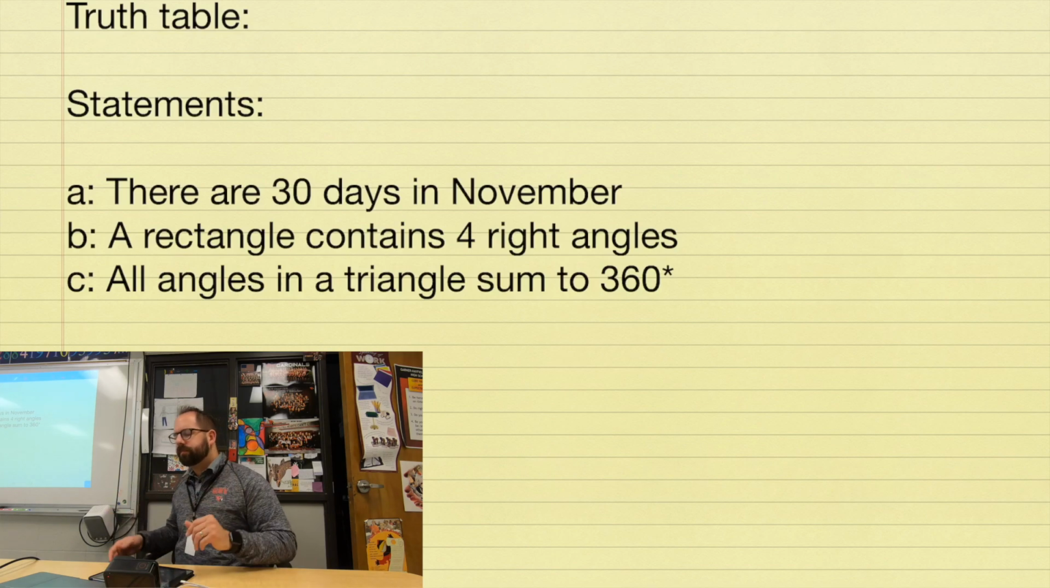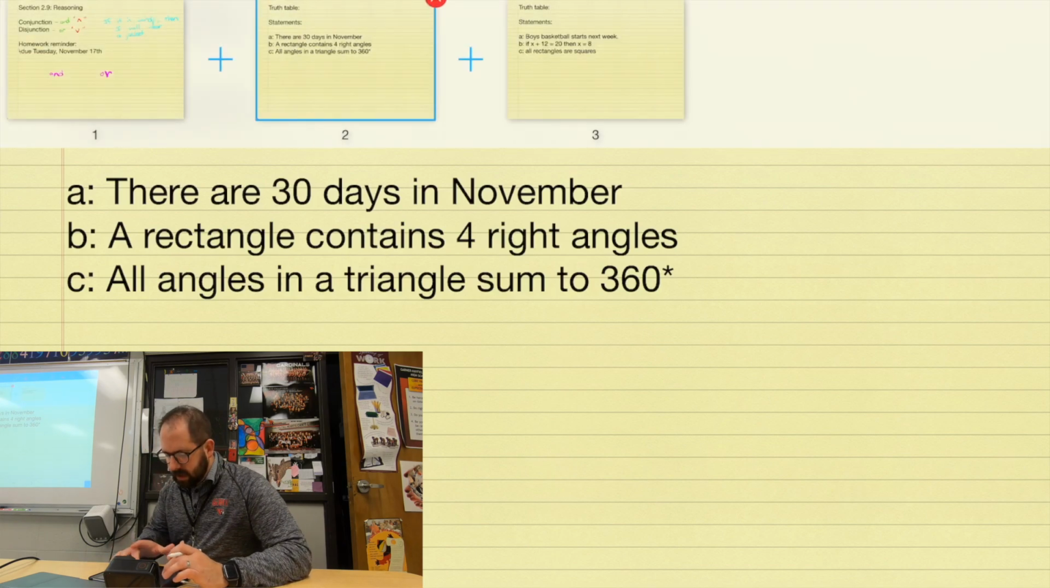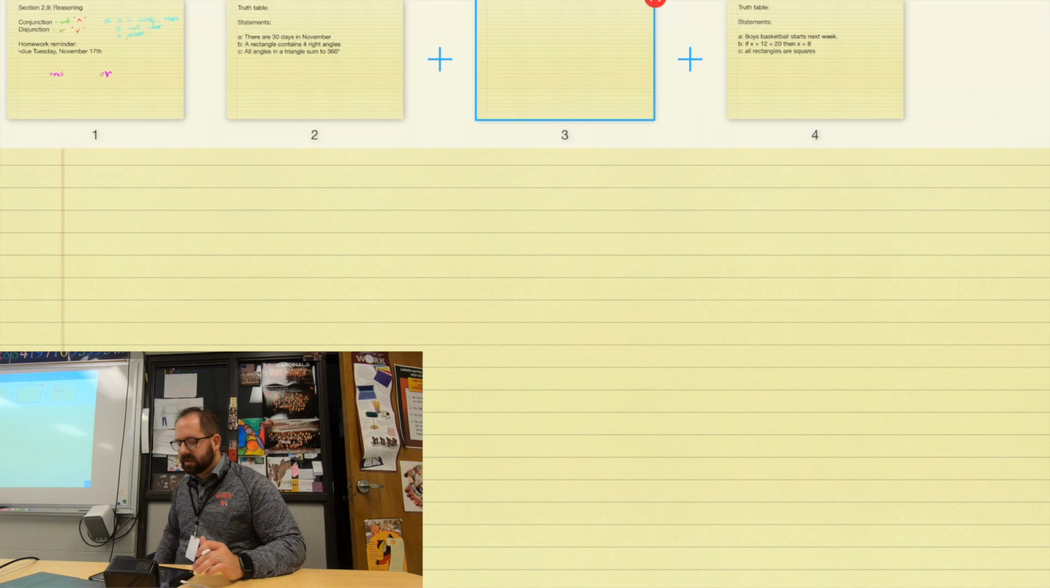Validity means truth. Okay, so the 3 sentences: there are 30 days in November, a rectangle contains 4 right angles, and the third sentence is all angles in a triangle sum to be 360. I don't know if any of those are true or false, don't really care, we'll look at them in a little bit. Let's actually look at a truth table. We'll come back to those sentences in a second. I know that seems weird, I just provided you 3 sentences.